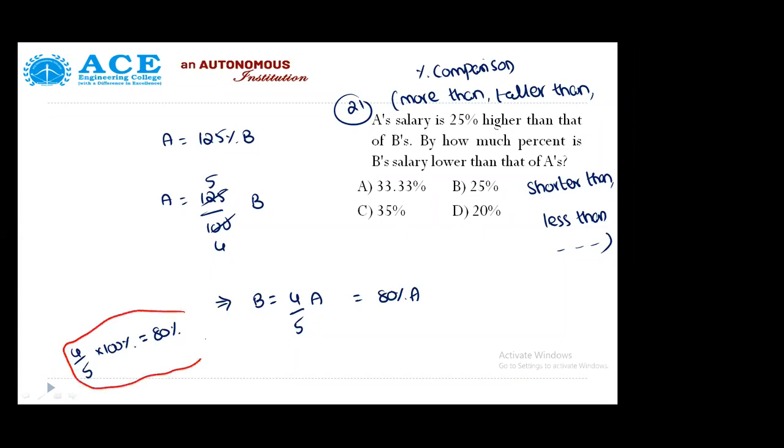Without any formula, this is how you can do it. B is 80% of A, so B is 20% less than A. That's it, option D, my dear friends. D, fine, 20%, not B. A lot of people will think 25%. Yes, 25% higher means 25% more. A is 25% more than B, higher than B, more than B. Lower than means less than, Sridhar.